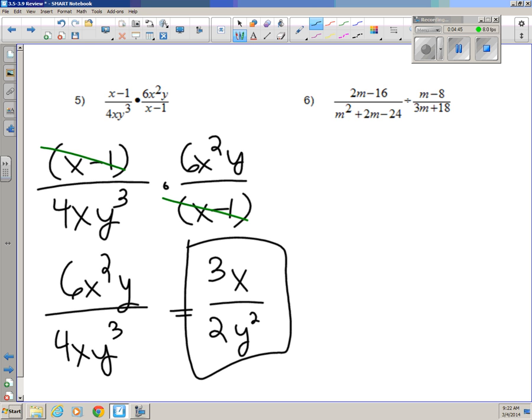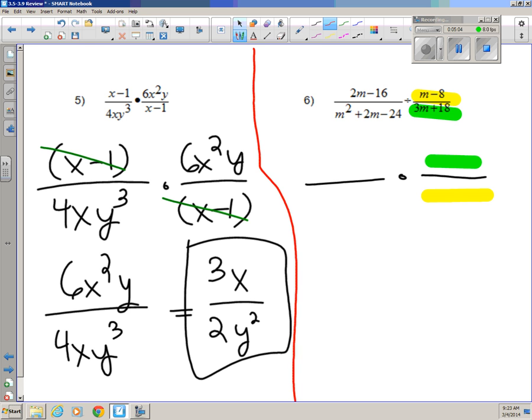Another division problem. So with this division problem, it's keep, change, flip. You need to remember that this numerator belongs on the bottom when I flip it. This denominator belongs on top. When I start factoring, up top, 2m minus 16. Let me kind of just sort of separate this so hopefully you're not confused. But GCF up top, 2m minus 8.